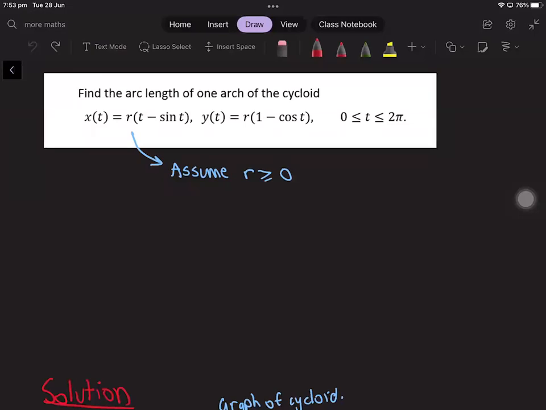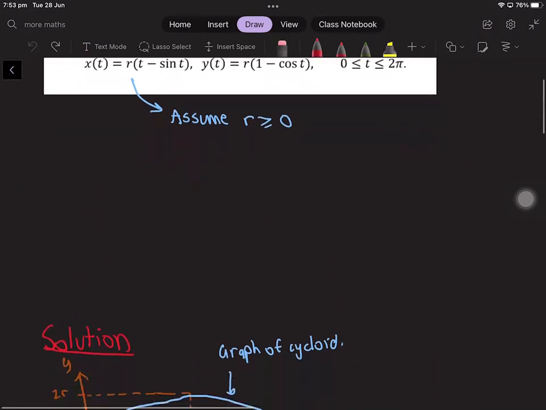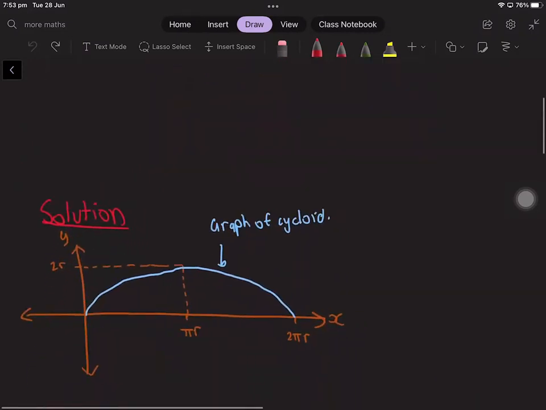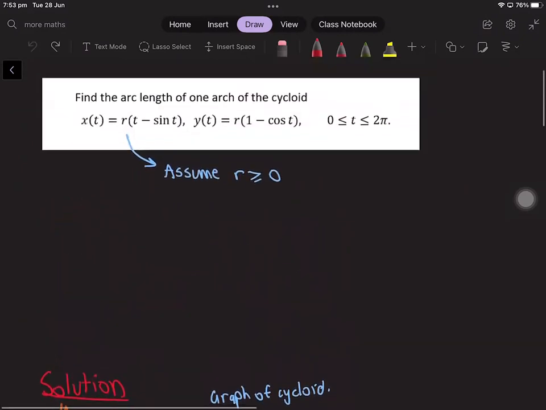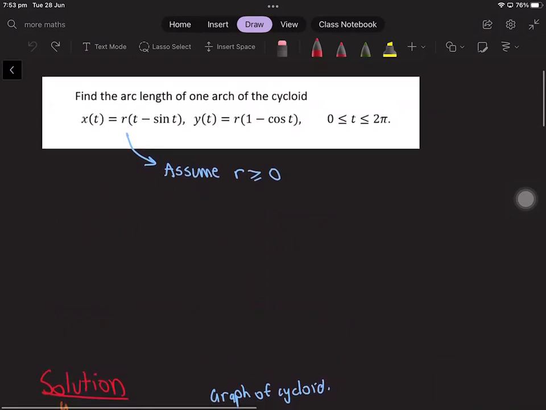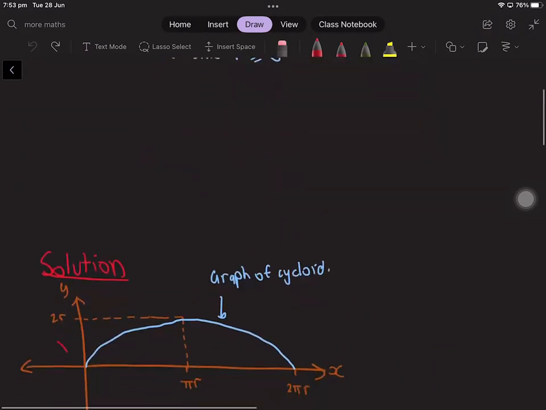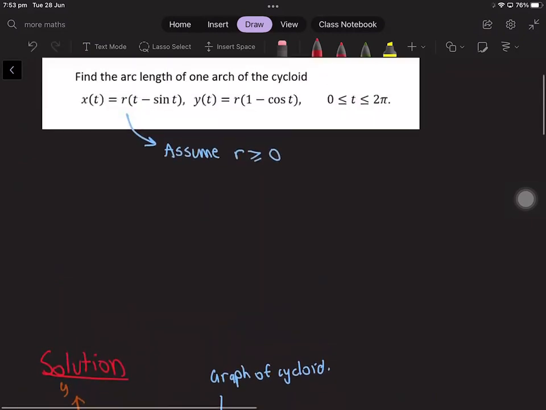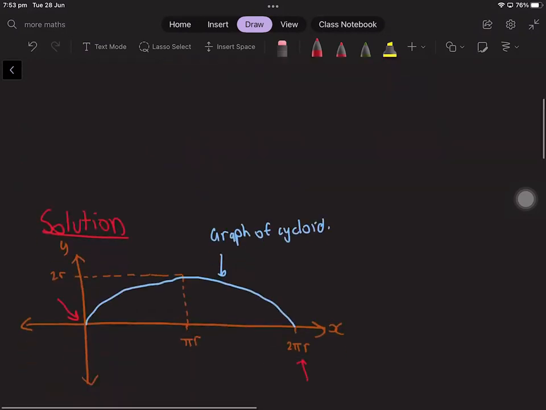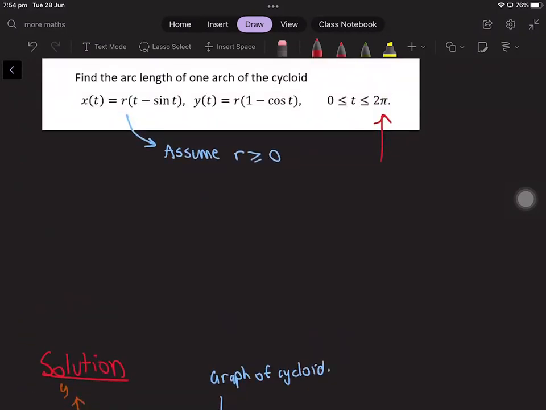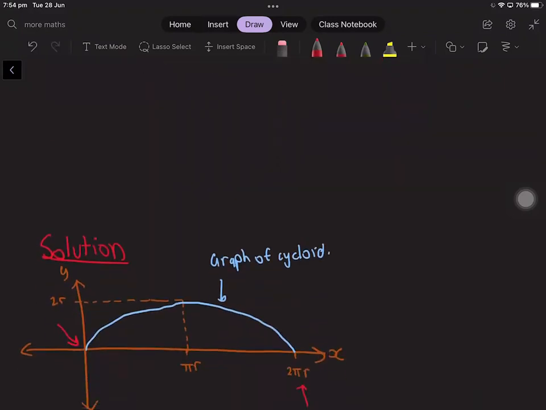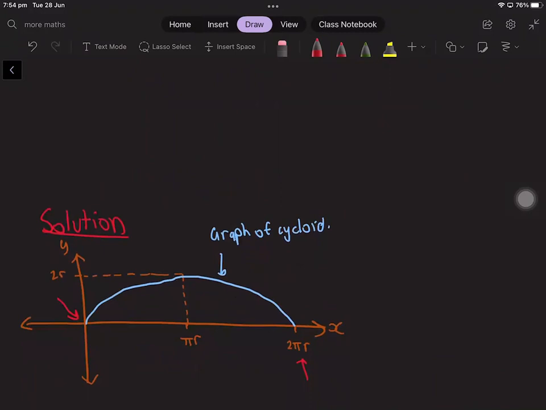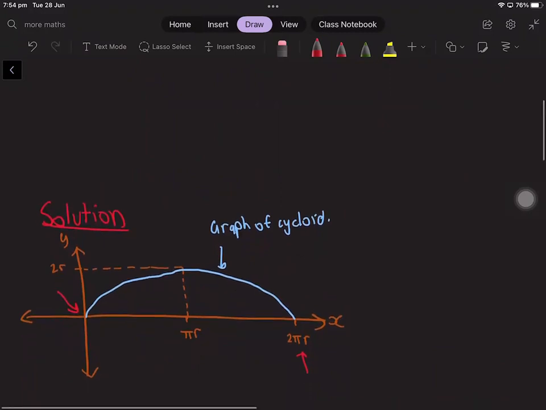Okay, let's have a look at the solution. Firstly, we can graph this cycloid using the equation. For example, when t equals 0, we have x equals 0 and y equals 0, and it goes all the way up to t equals 2π. At t equals 2π, we have x equals 2πr and y equals 0. So we get a shape like this for the cycloid, and we just have to find the total arc length of one arch of it.